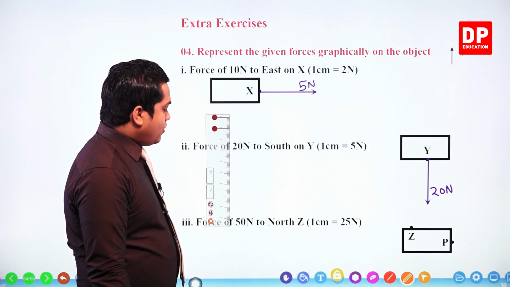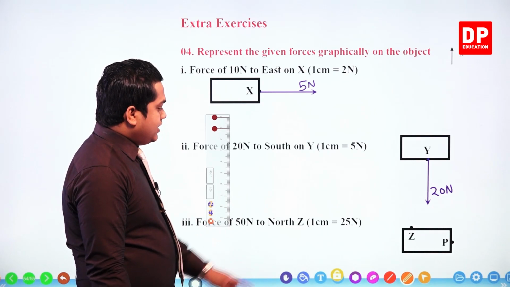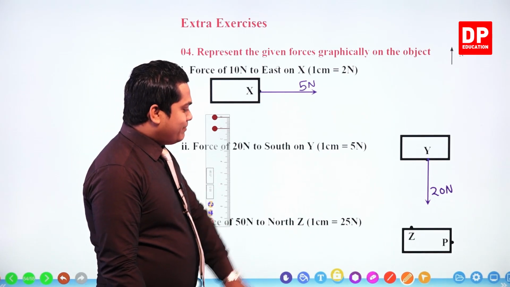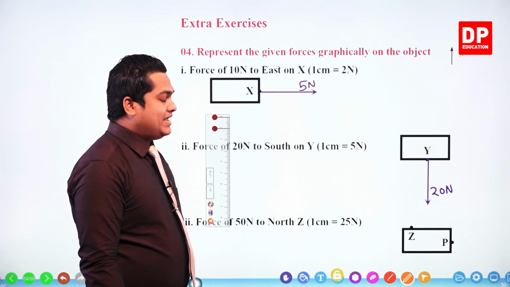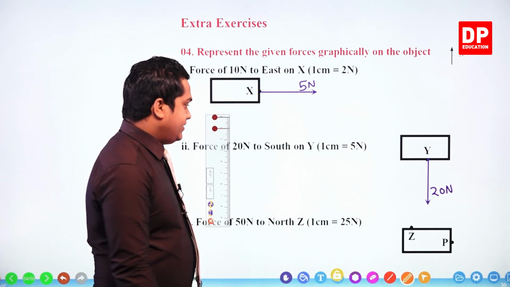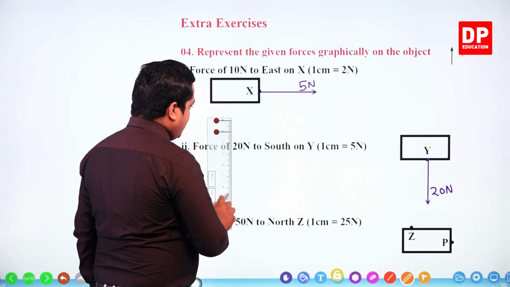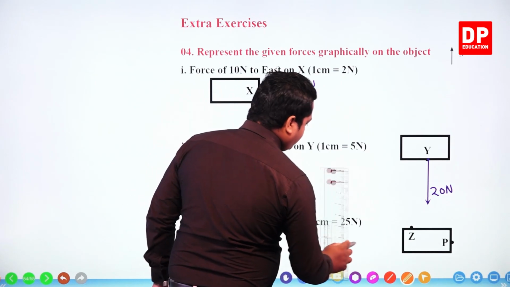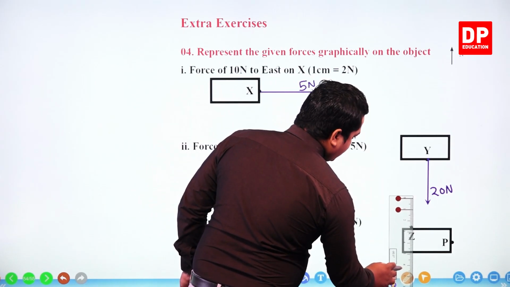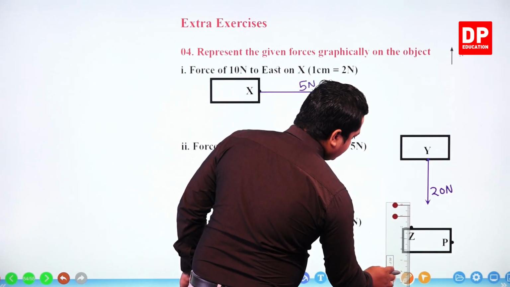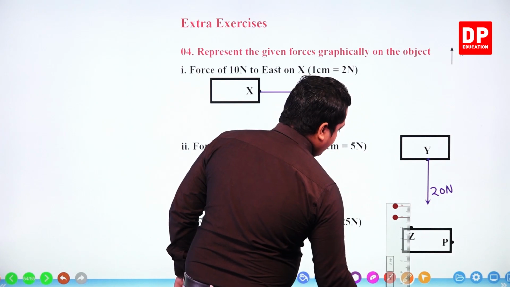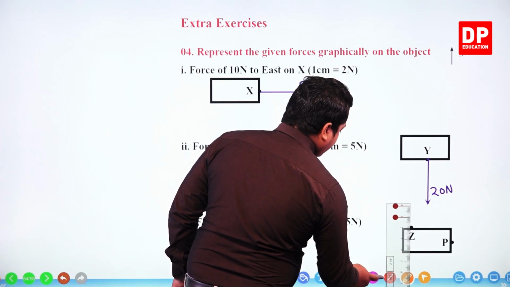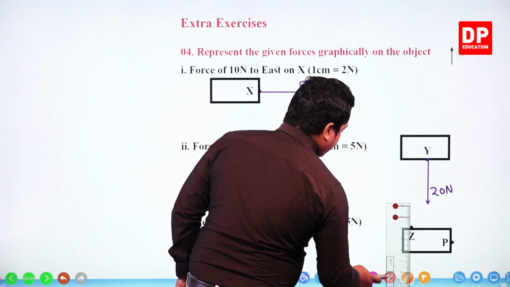North means upward. For upward 50 Newton, so that 1 centimeter represents 25. So you'll be needing only 2 centimeters of a line. We'll place it over here. Right? And we'll draw out 2 centimeters of a line.